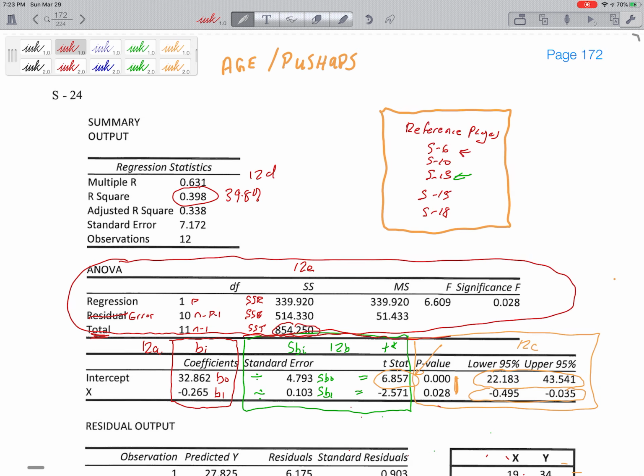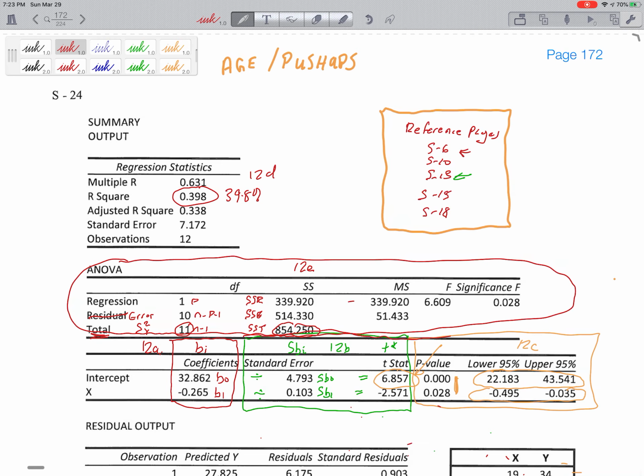Now, remember, if you took the 854.25 and divided it by n minus 1, you would get the variance of all of the y values. You'd get the S squared of the y's, the total variance.